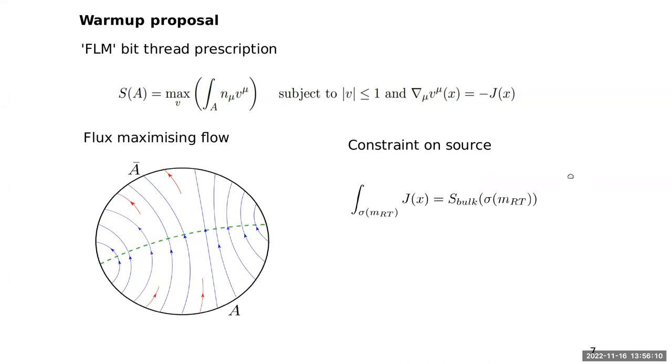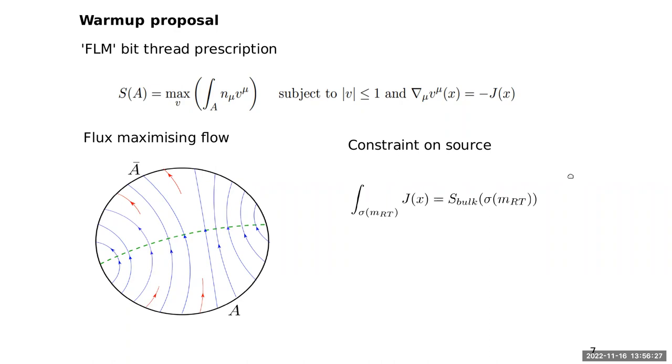Previously, you said that the motivation for the bit threads was that it's like a complementary description of entanglement that doesn't require RT surfaces. Exactly, yeah. But here you do need RT. That's why this isn't a good proposal. That's why it's a warm proposal. I see.